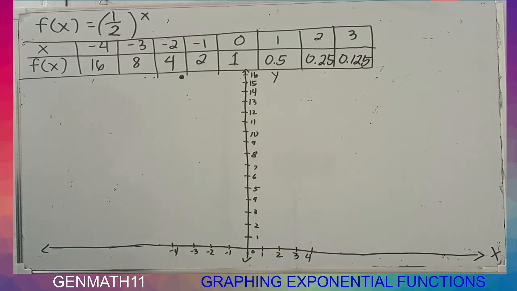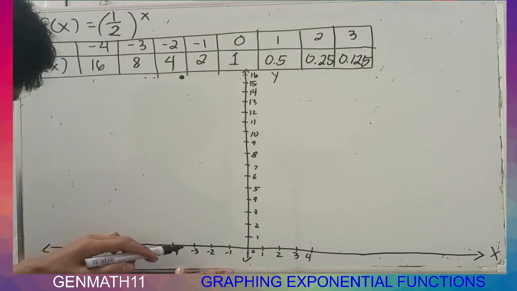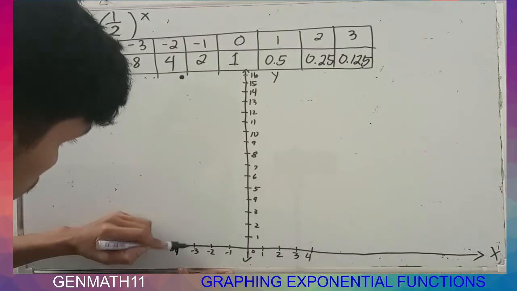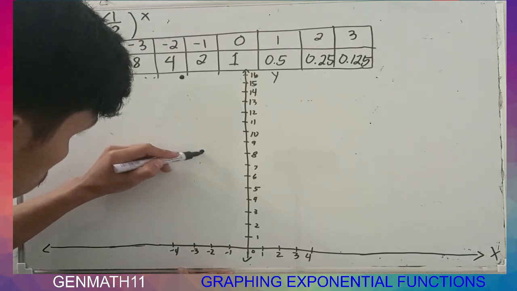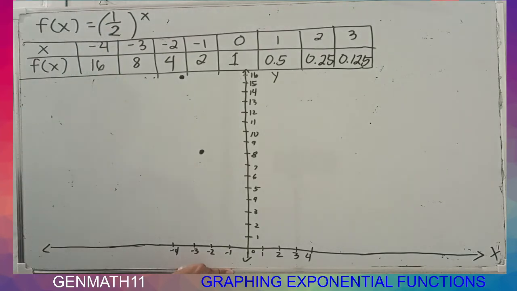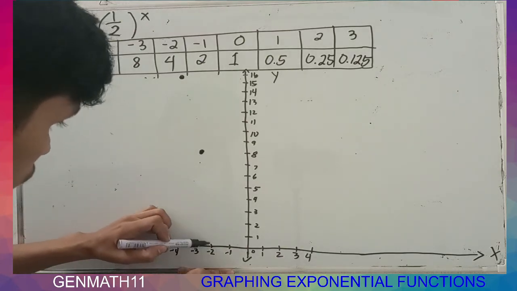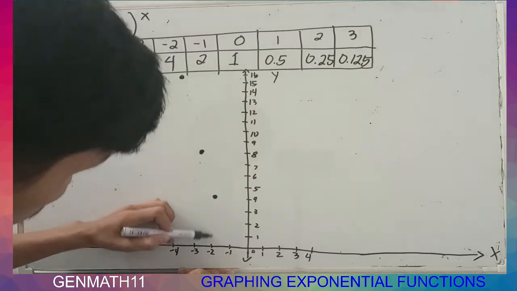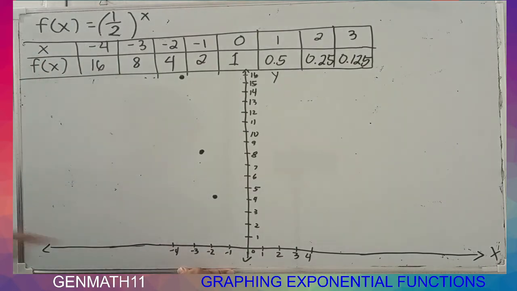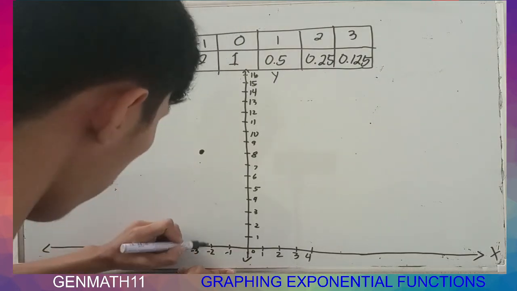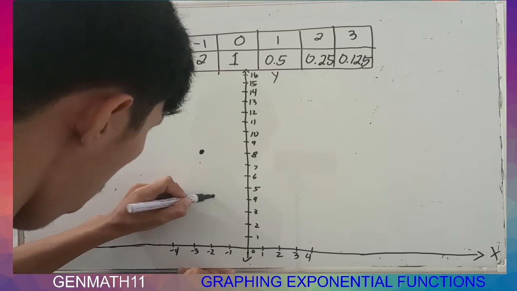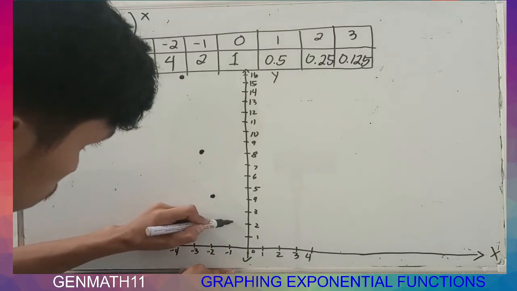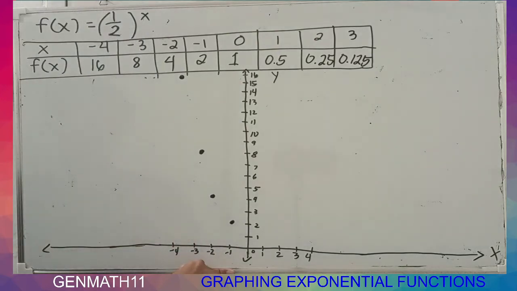Next is negative 3, 8. Let's find negative 3 on our x-axis, then align it with 8 on our y. Next, negative 2, 4. So, this is negative 2, then positive 4. Is it even? It looks even. Next, negative 1, 2. Next, 0, 1.